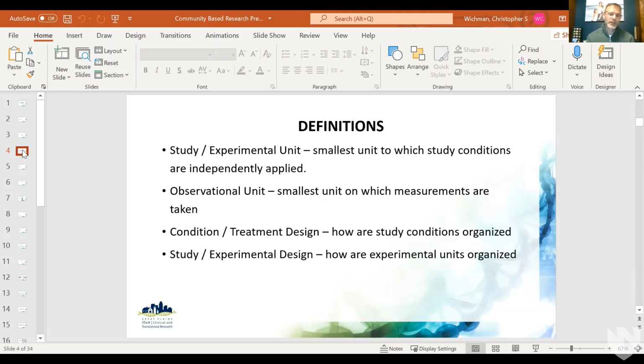Then we talk about this idea of treatment or condition design, and that's really how are we organizing the conditions that we want to study? So how are we putting those together? I'll talk about what I call the Mark 1 Mod 0 ways of thinking of those. And then we have the experimental or study design itself, which is how are we actually organizing our experimental or study units to receive these conditions, and then how are we going to analyze those to determine whether our condition has caused an effect, or has had an association anyway.